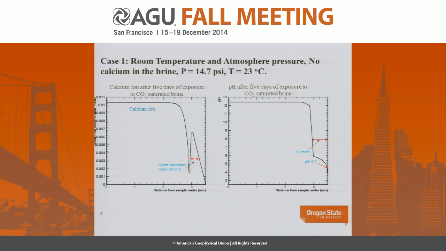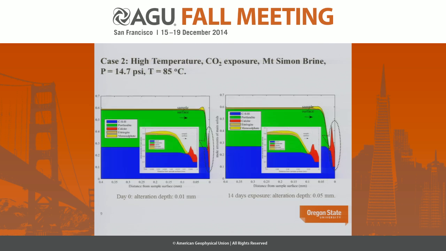If we take a look at how calcium ion is changing, we see a negative slope, which is showing the calcium leaching out from the surface of the sample. And also the pH of the system is going down. For the cases where we don't have calcium in the brine, the pH is going down to the level of 4. But for the brine that we use in the experimental plan, we see a higher pH. So after that, we go to case 2.